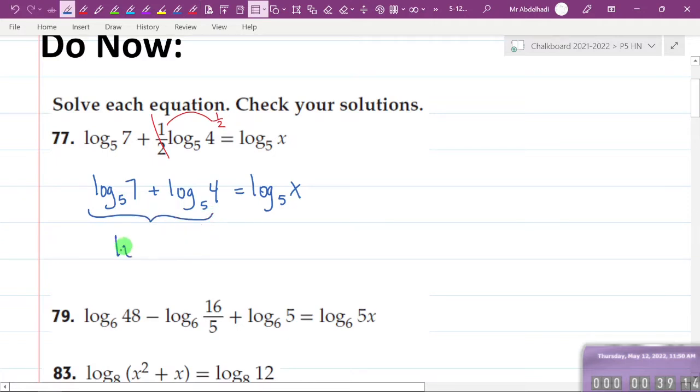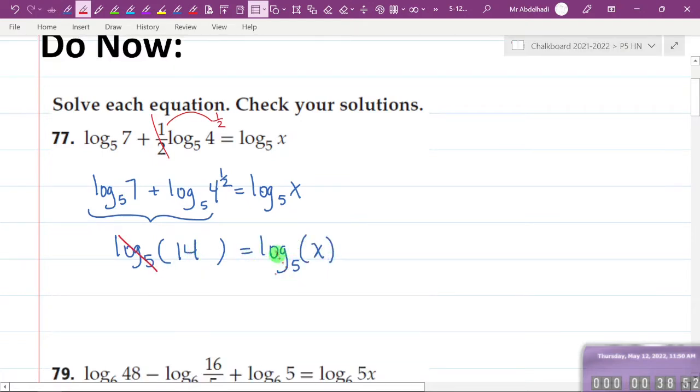So this becomes log base 5 of what? Oh, I'm sorry, hold on a second. This was 4 to the 1/2, right? Now, what is 4 to the 1/2? It's 2, right? So this is going to be 7 times 2, which is 14. And this is going to be log base 5 of x. And we can drop the logs now, and we get 14 equals x, or x equals 14.